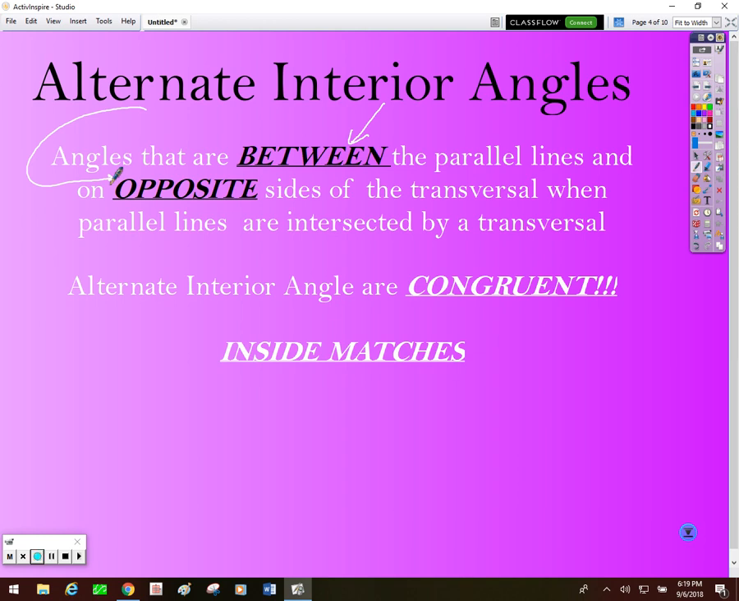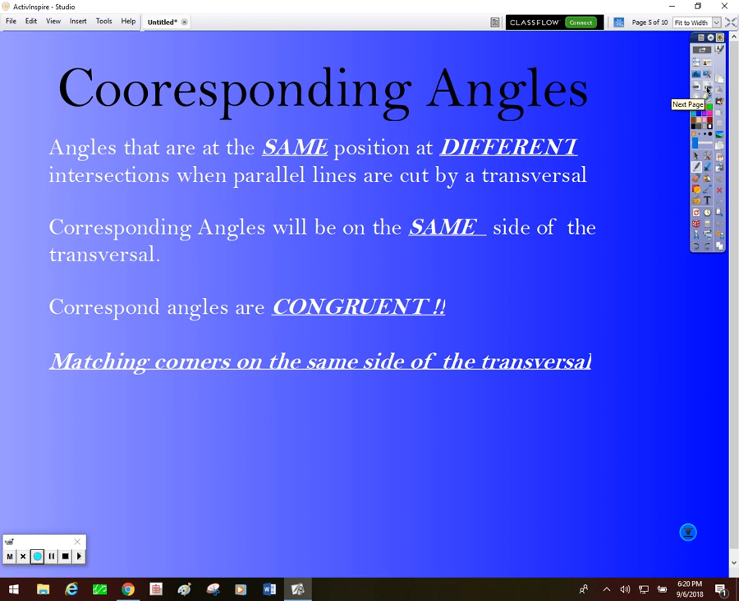Just like alternate exterior angles, alternate interior angles are congruent, which means they will have the same measurement. We call these inside matches. That's a little hint: inside matches. So you're looking for the angles that match on the inside but are on opposite sides of the transversal. All right, what are corresponding angles?